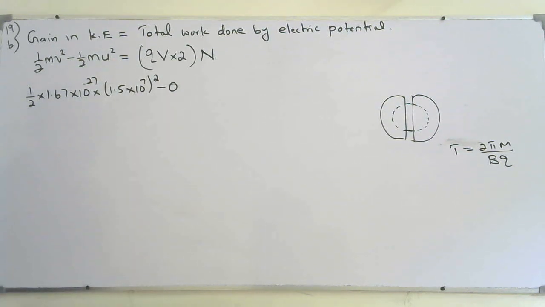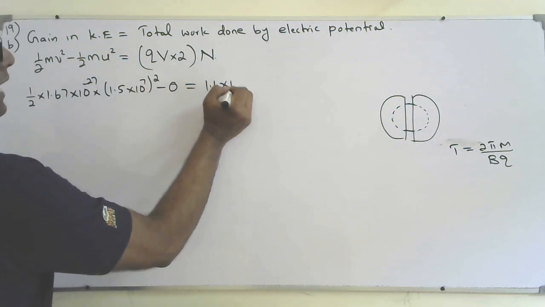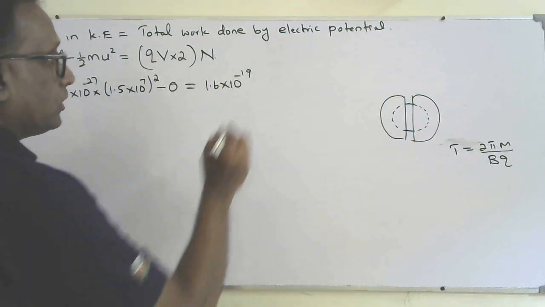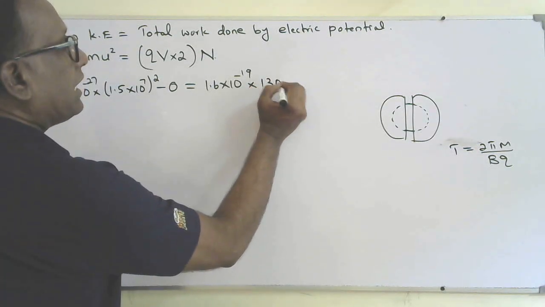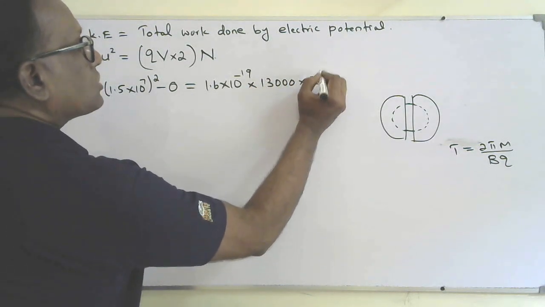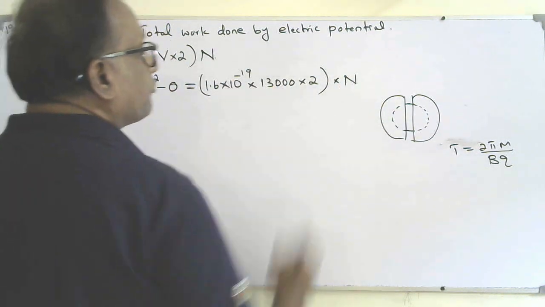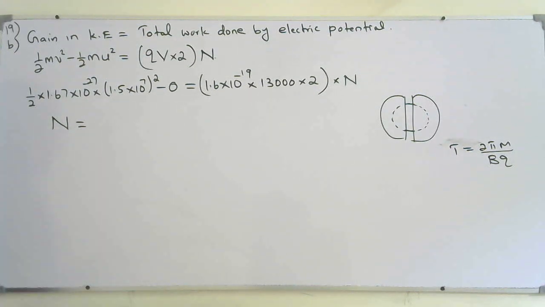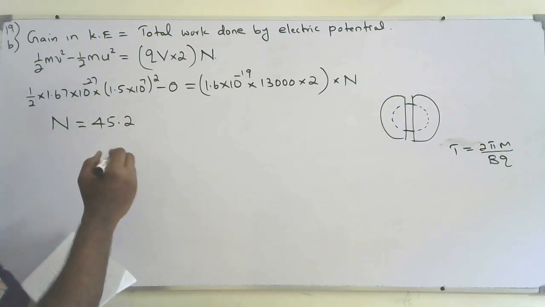Initially it was at rest. This equals Q, the charge of a proton, 1.6 × 10^-19. This is the mass of a proton, and this is the charge of a proton. The voltage applied across the D-shaped cylinders is 13 kilovolts, into 2. So this is the energy gained during one full orbit, into n, the number of orbits. Okay, find how many complete circles there should be. That will be 45.2 complete orbits.